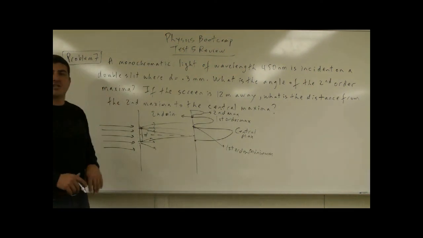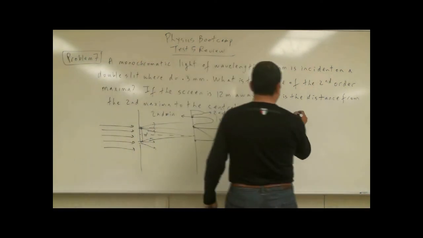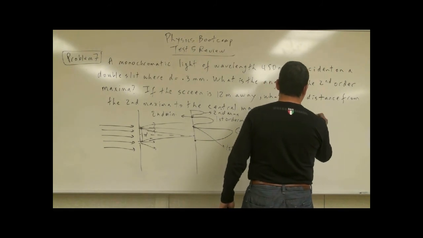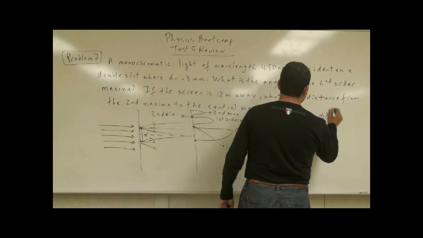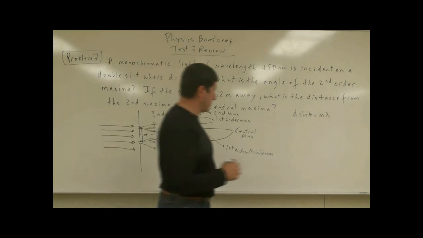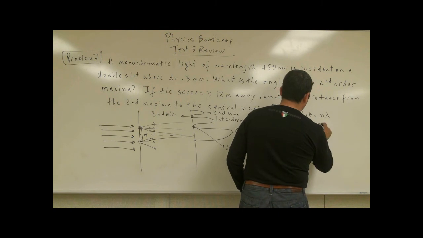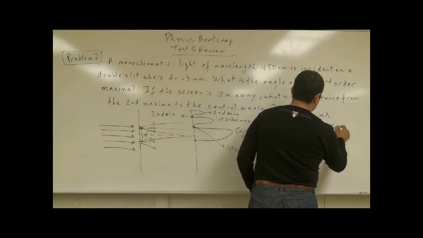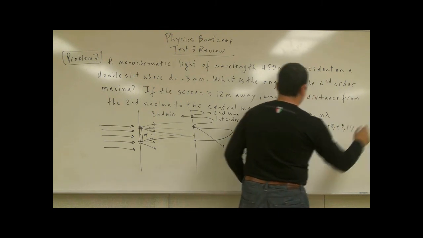So the equation for this is what? I've mentioned this before. d sine theta is equal to m lambda. This is for the constructive interference. m is equal to 0, 1, 2, 3, 4, and so on and so forth.